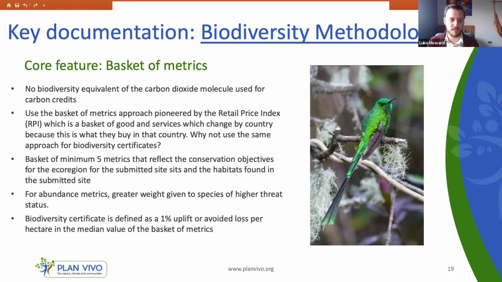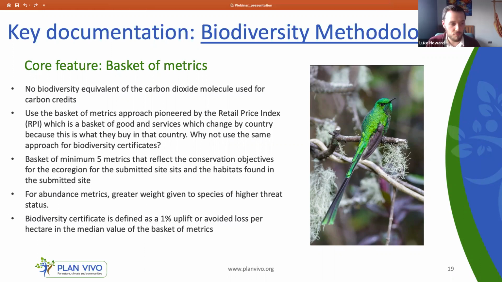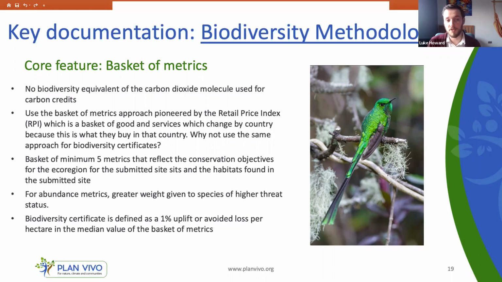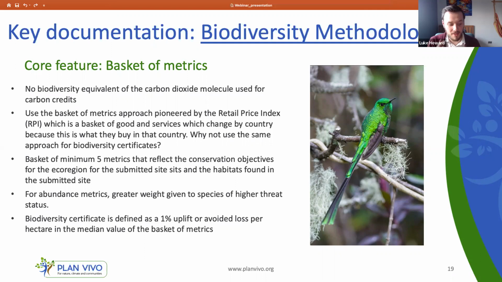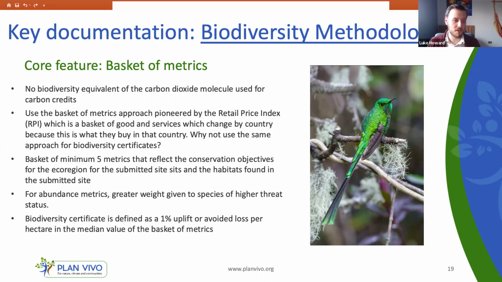So what is this basket of metrics? Well, I think a realization that we came to fairly early on is that there is no biodiversity equivalent of the carbon dioxide molecule that can be used in the biodiversity markets. Specifically, a carbon dioxide molecule can be seen as equal across all projects and equated to different greenhouse gases, but we cannot find that metric in the biodiversity world. There's no one metric that can be equal across all projects.